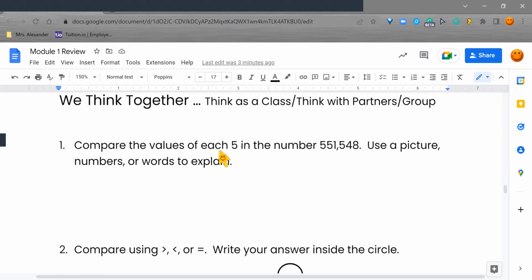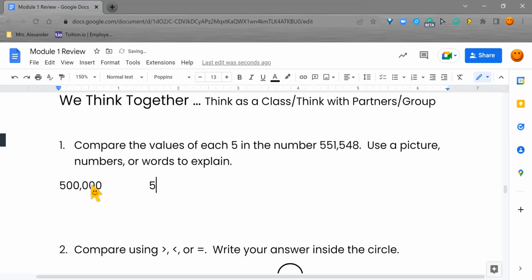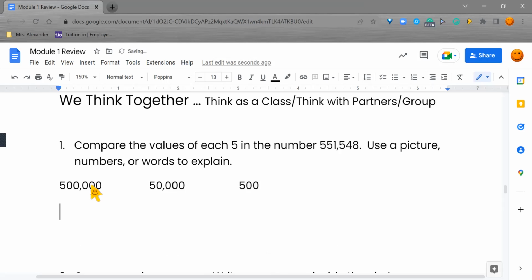It says to compare the values of each 5 in the number 551,548. I can use a picture, numbers, or words to explain. I'm going to use numbers and words as my 2 examples. So as numbers, I'm going to see that I have 500,000 is one number. I have 50,000 as a second number. And then I have 500. In words, I would say there are 3 5s in my number.